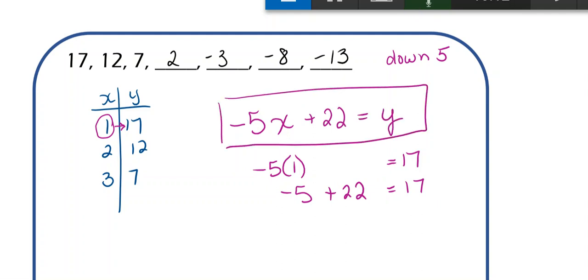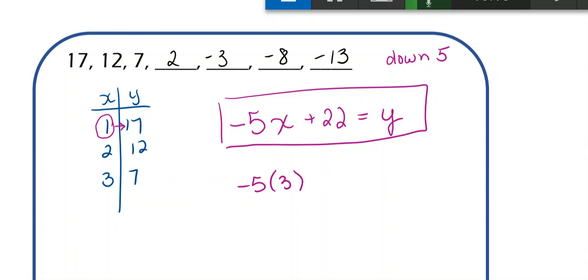All right. So again, I'm going to do a check because I think it's really valuable to do that. So -5 times 3, -15 plus 22 is +7, and that's what I was expecting. So again, confirmation that we did find the correct rule for this pattern.